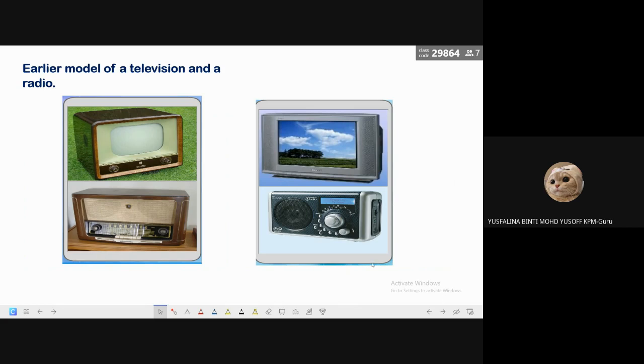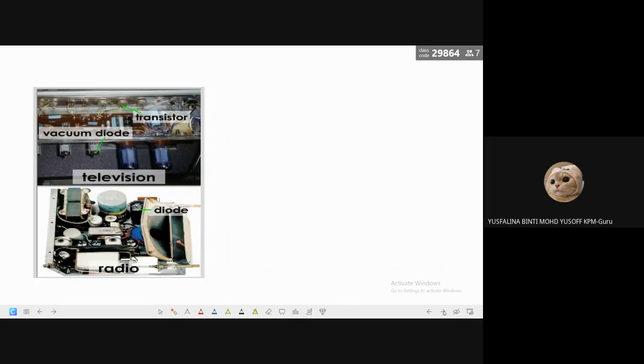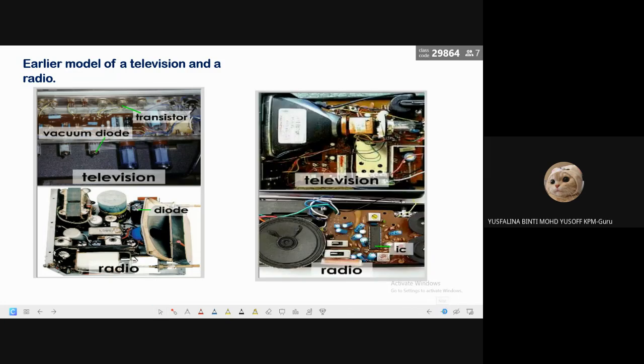And we use this kind of radio. We don't have the airport or something like that during that time. So what can you say about the size of the televisions and radio? Of course, the size becomes smaller, right? Or thinner. So this is the diode, right? So the earlier model of television and radio used the diode. So this is a vacuum diode. Vacuum means there is no air inside. And this is a diode for the earlier model of televisions.